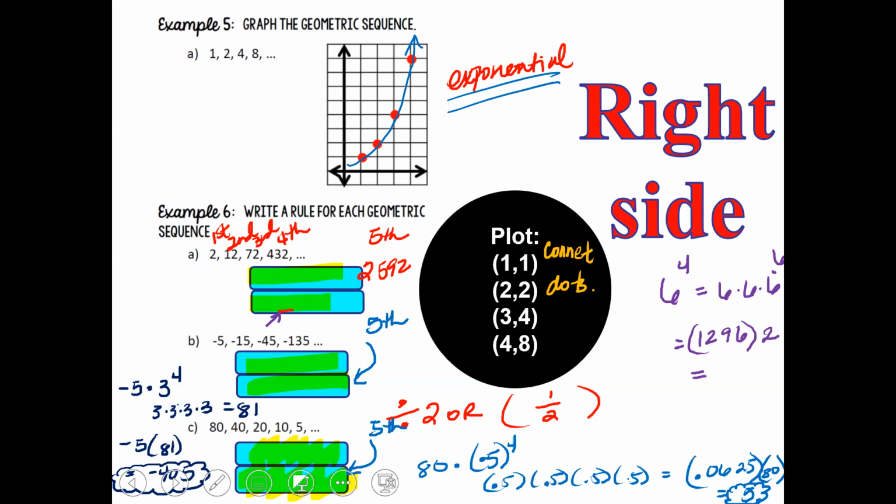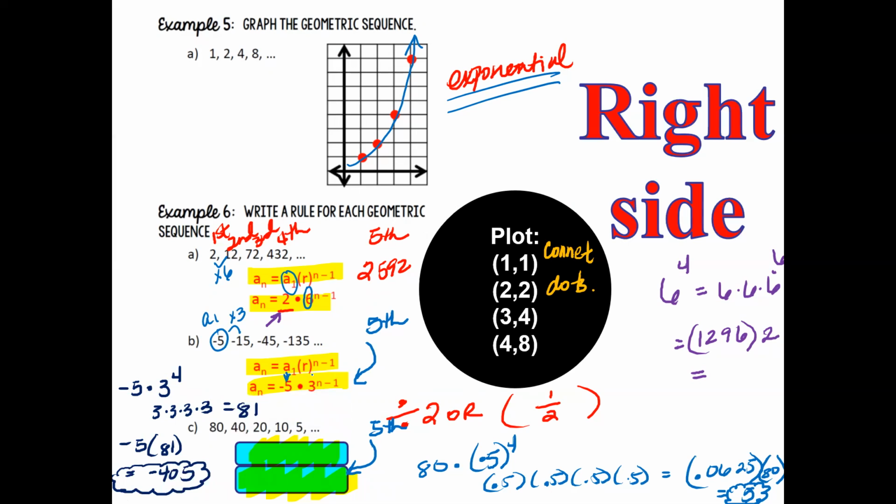All right, let's take a look at example 6. What is the rule for the geometric sequence? Your R is multiplying by 6, so your R is 6. And your A1, which is the first number, is just 2. Take a look at B. Your first number is A1. And what's your pattern? It appears that you're multiplying by 3. So replace the A1 with the number negative 5. Replace the R with a positive 3.